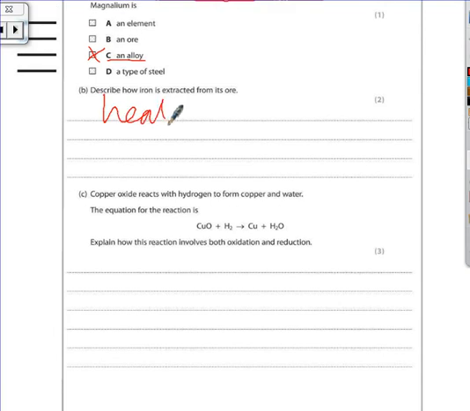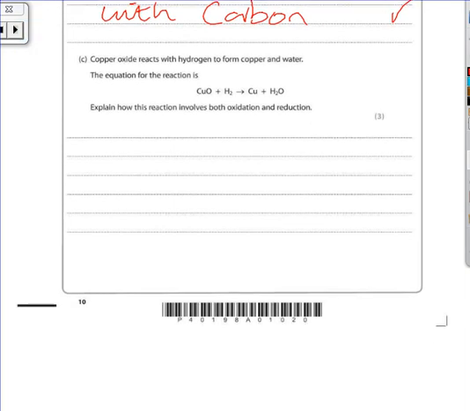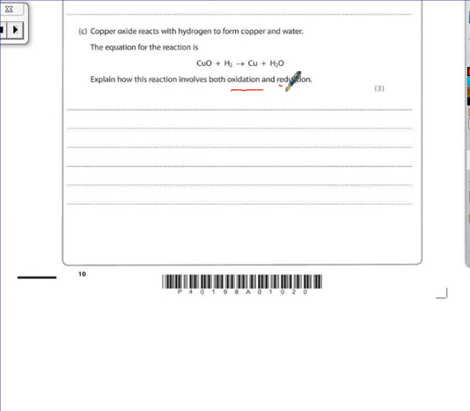Right, so for 1 mark, it's heated. There's a mark there, by the way. Looking for 2 marks here, and it's heated with carbon. So it's reduced with carbon. Next, explain how this reaction involves both oxidation and reduction.